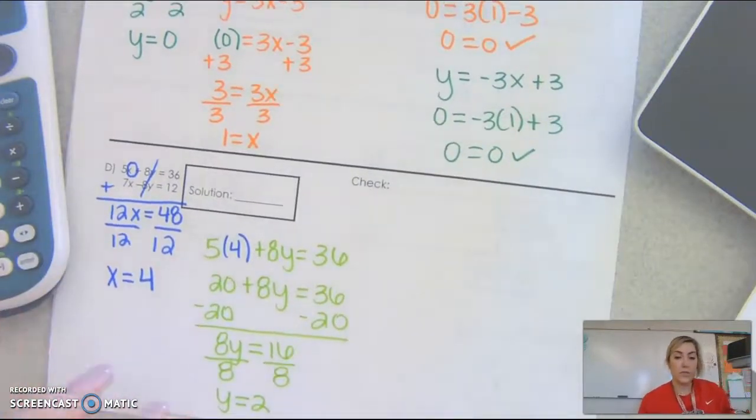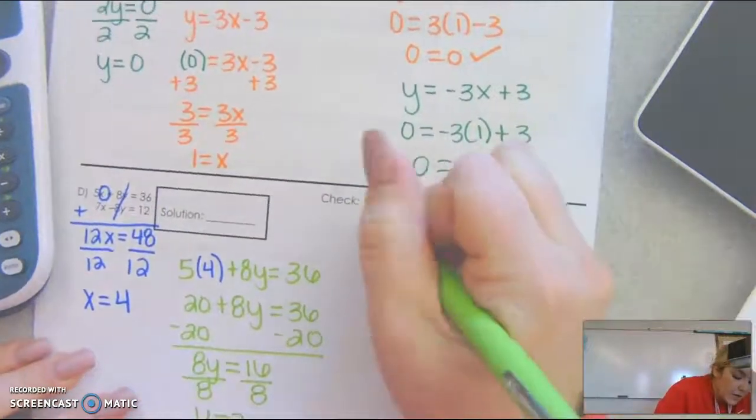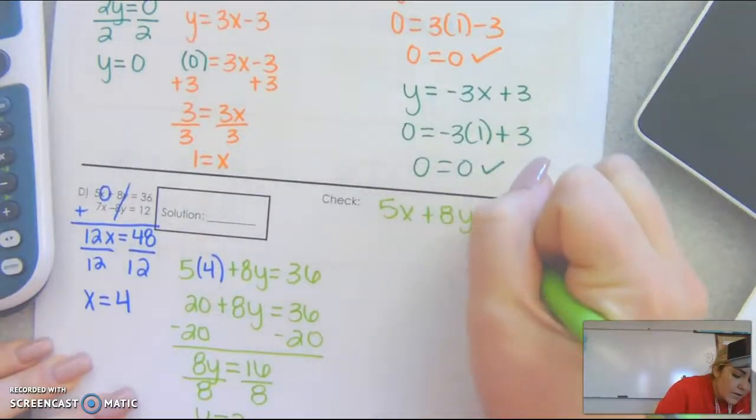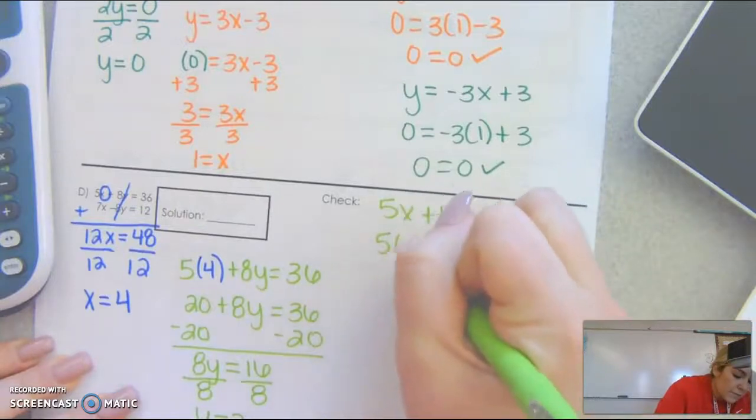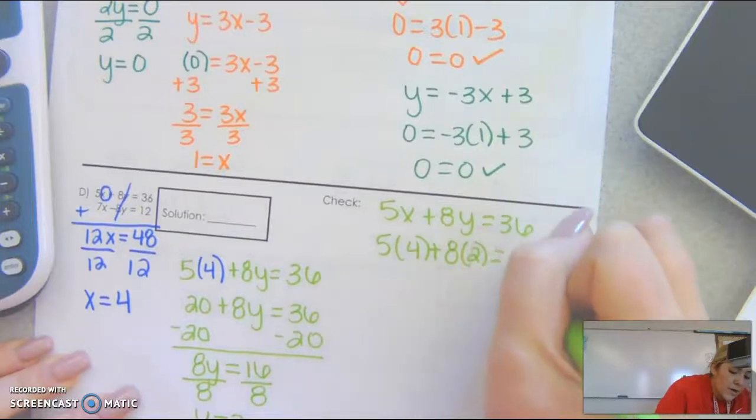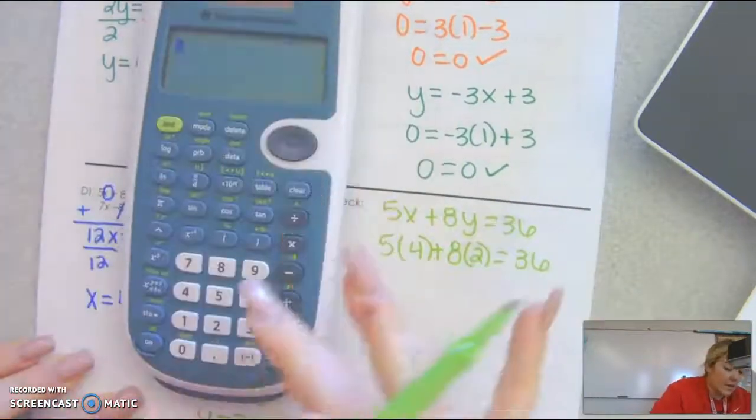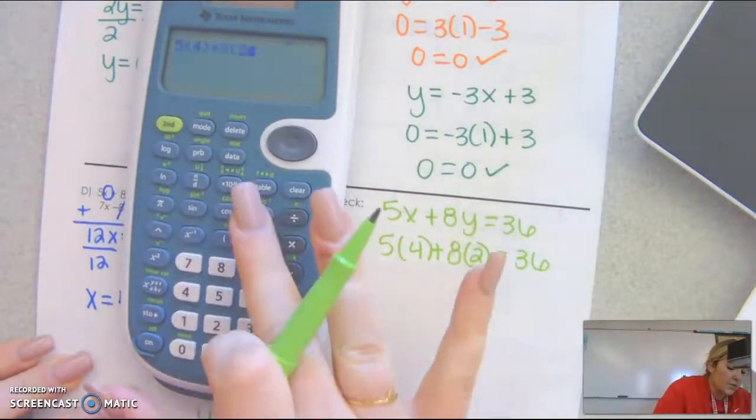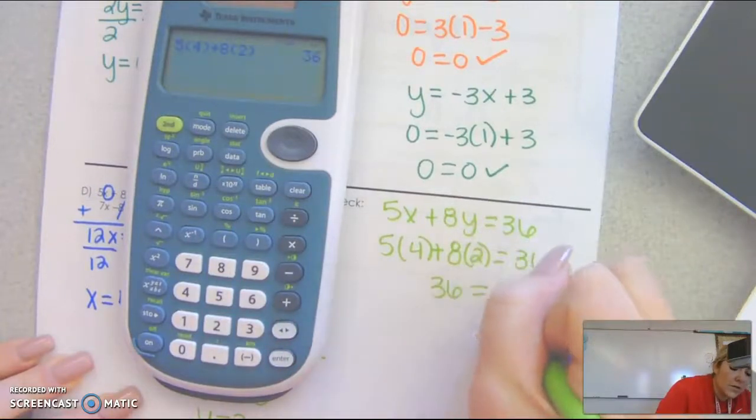So we have our solutions. We're going to check it to make sure that it works. So my first equation, I have 5x plus 8y equals 36. I'm going to replace the x with 4 and the y with 2. And when I plug it into my calculator, I want it to equal 36. So I have 5 times 4 plus 8 times 2. And I get 36. 36 equals 36.